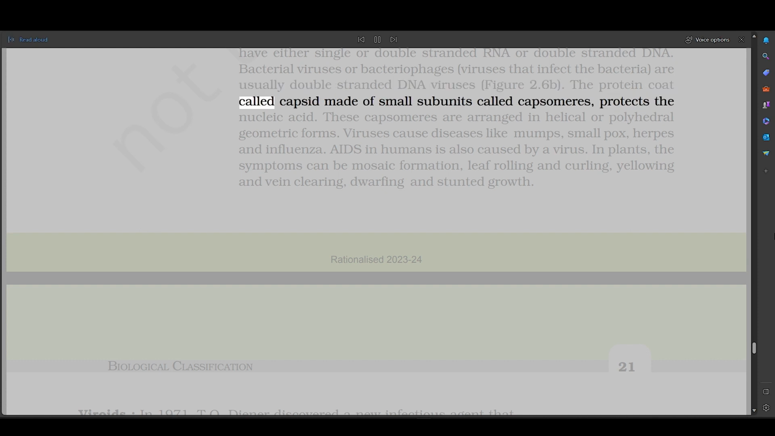The protein coat called capsid, made of small subunits called capsomeres, protects the nucleic acid. These capsomeres are arranged in helical or polyhedral geometric forms. Viruses cause diseases like mumps, smallpox, herpes, and influenza. AIDS in humans is also caused by a virus. In plants, the symptoms can be mosaic formation, leaf rolling and curling, yellowing and vein clearing, dwarfing and stunted growth.